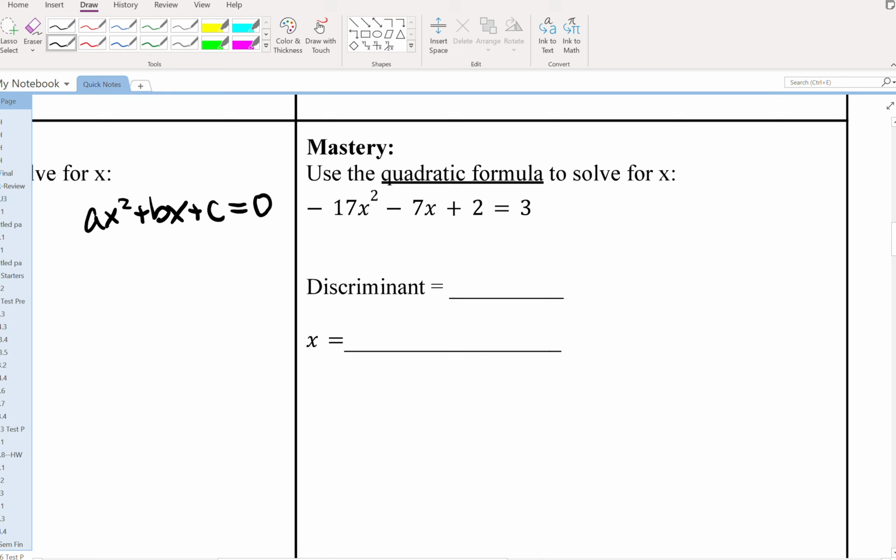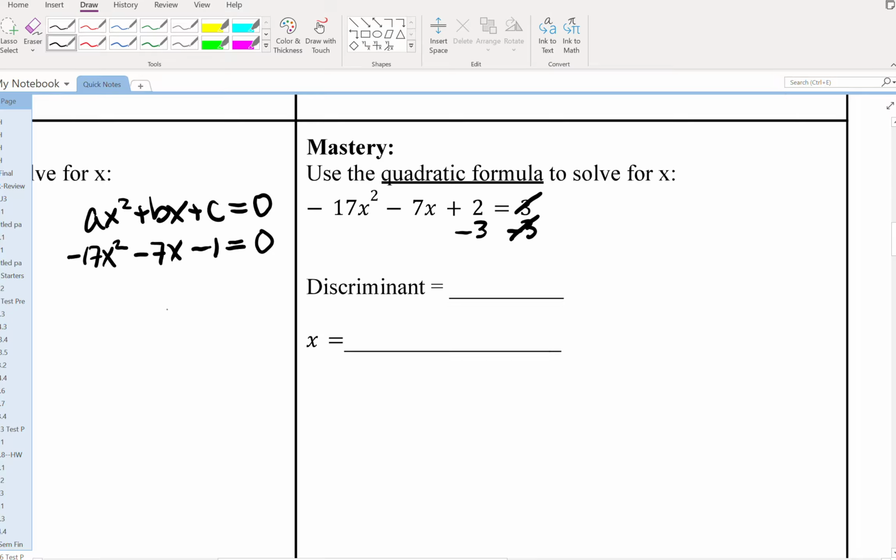I look at this, and it kind of looks like it's in standard form, but it's not equal to 0. So the first thing I would want to do is subtract the 3 to make it equal to 0. I'm going to subtract 3 there, subtract 3 there, and then copy everything over. I've got minus 17x squared minus 7x, and 2 minus 3 would be negative 1. And now this is equal to 0, because those would cancel each other. You get 0.